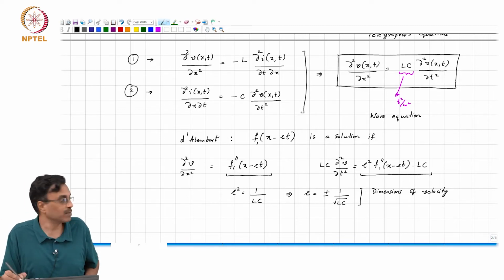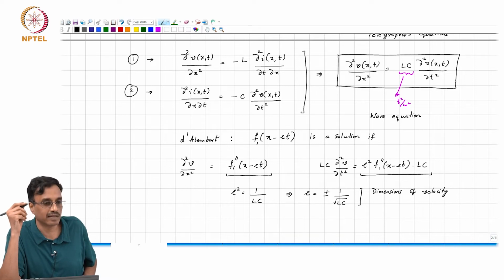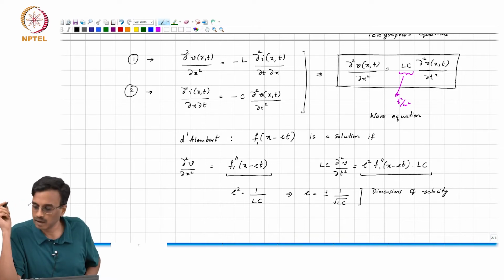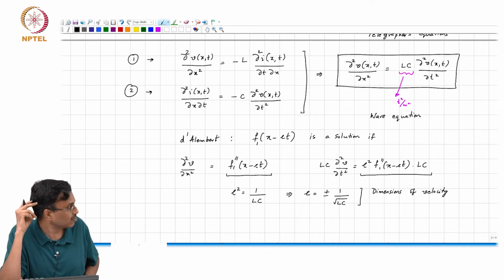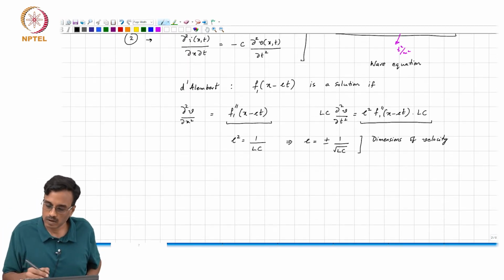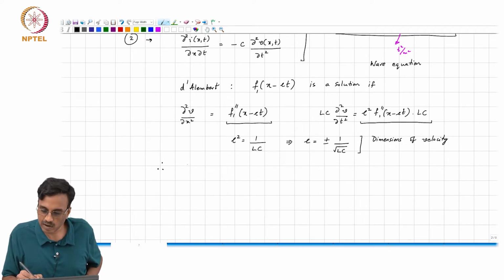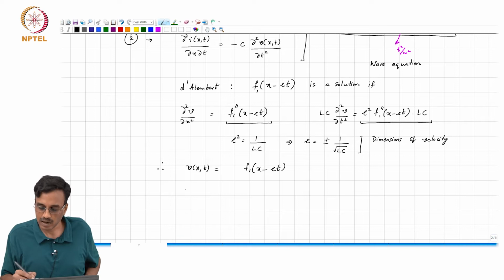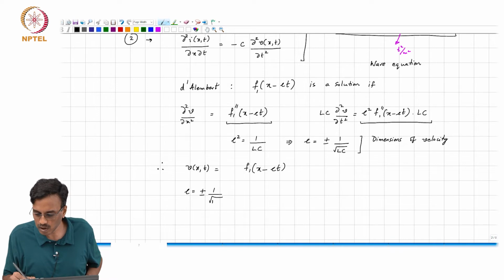I mean, c times t must have dimensions of distance, which is consistent with the fact that x minus ct must have dimensions of distance. Is that clear? So therefore, the solution to the wave equation, you can write V of x comma t as some function f1 of x minus ct, where c is plus minus 1 over square root LC.